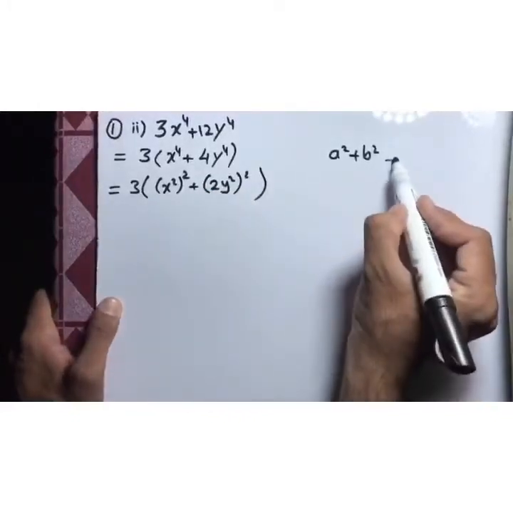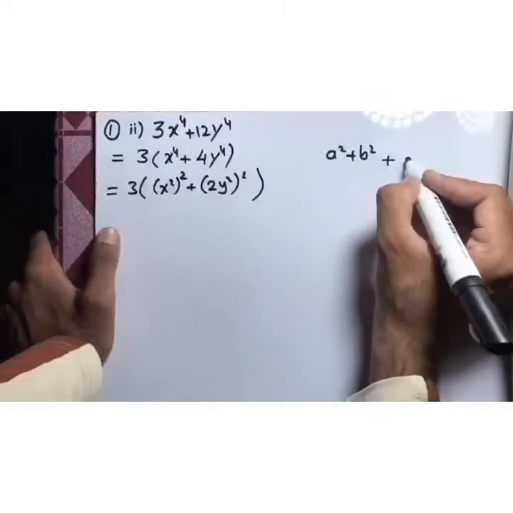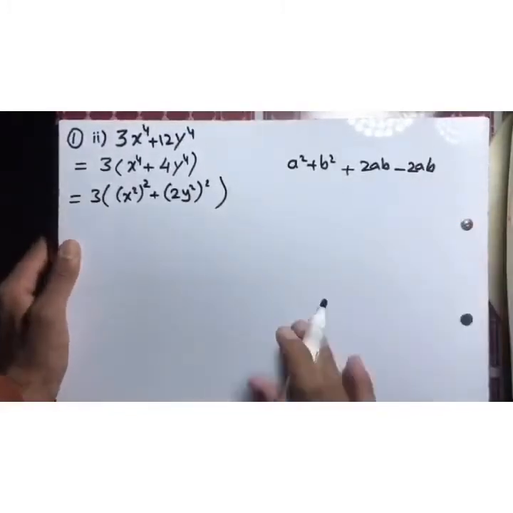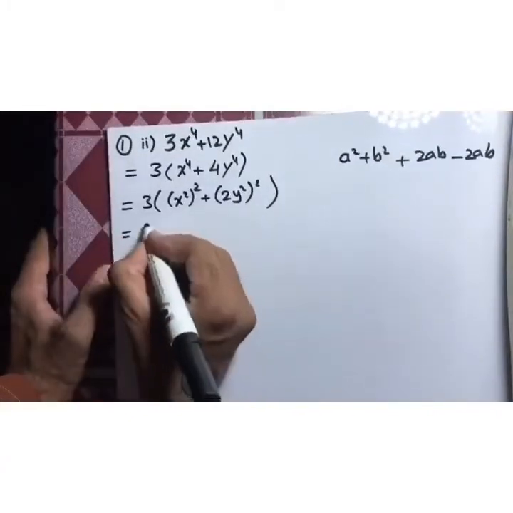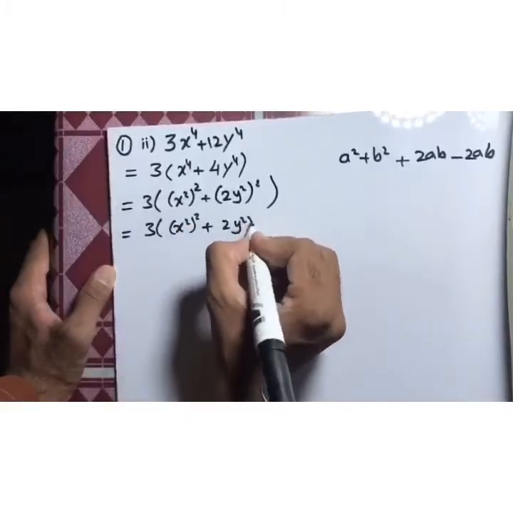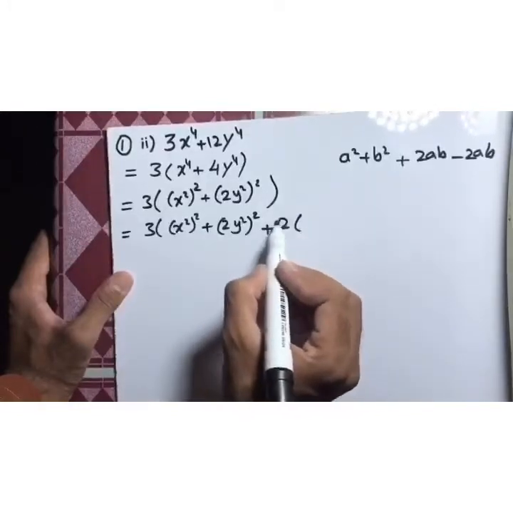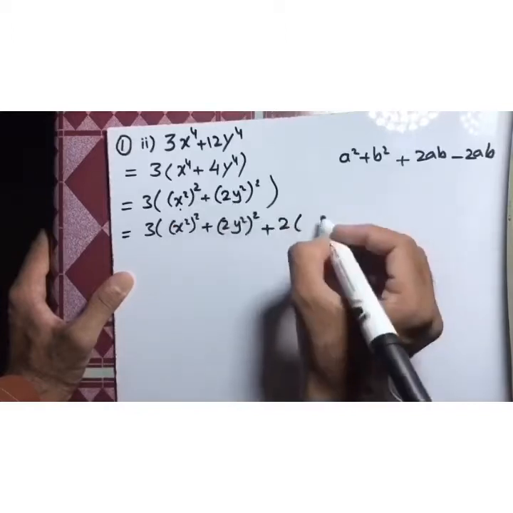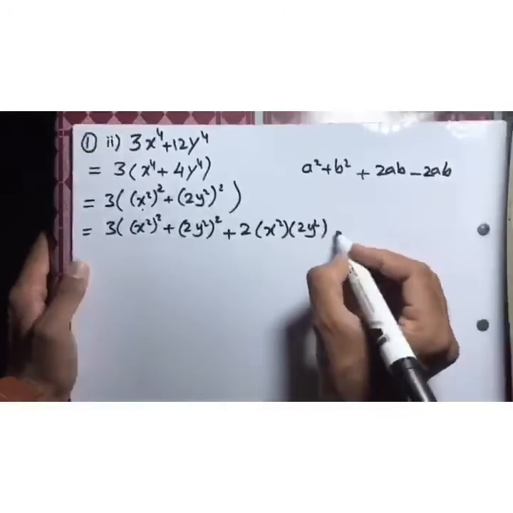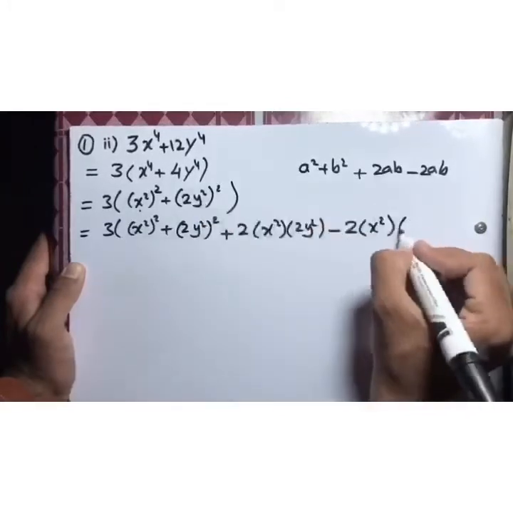Now we have to add and subtract 2ab. So here x square whole square plus 2y square whole square, we add 2ab. Here a is x square, b is 2y square, so I write x square, b is 2y square, 2ab, then we write minus 2ab, minus 2, a is x square and b is 2y square.